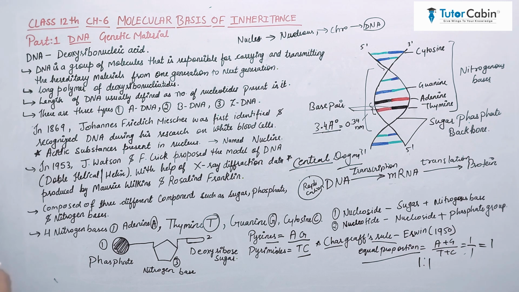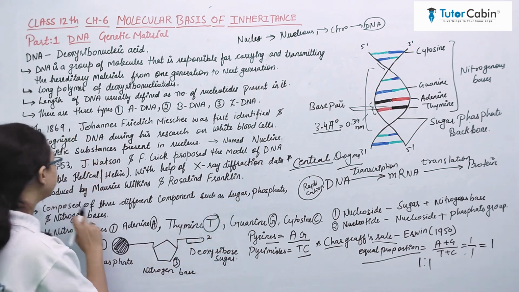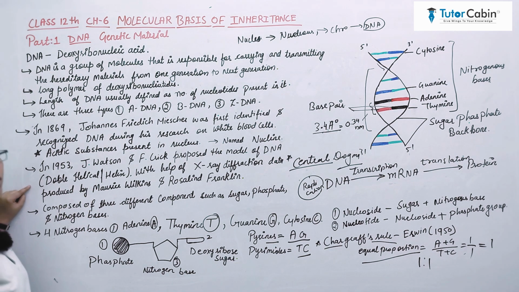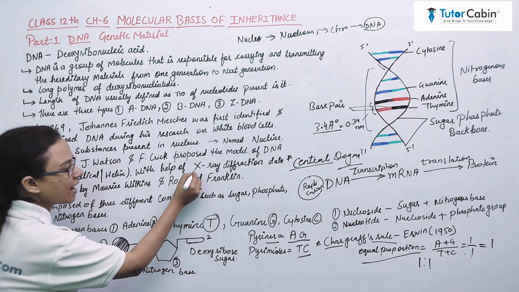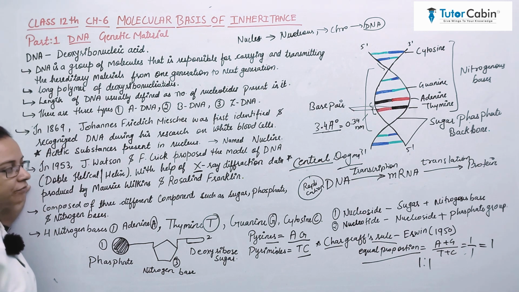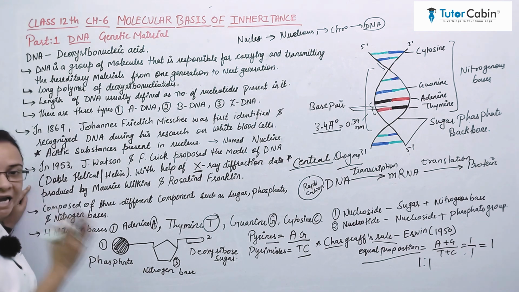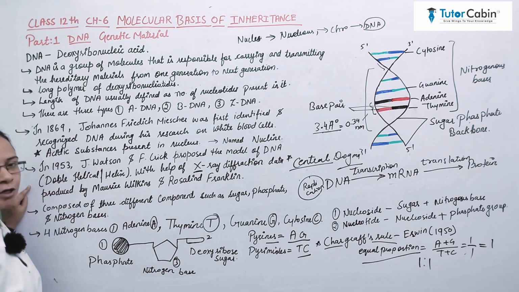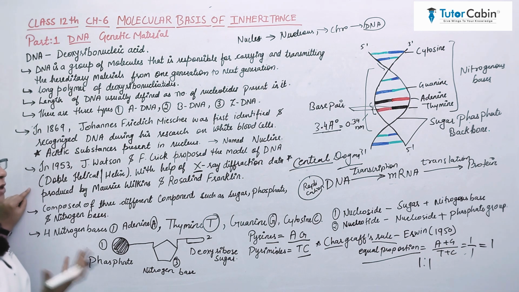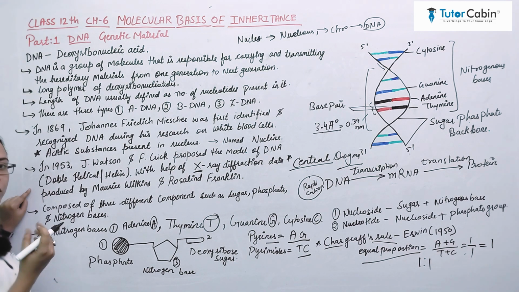Second thing, in 1953, Watson and Crick both proposed the model of the DNA double helical structure, or double helix model of DNA, with the help of X-ray diffraction data. X-ray diffraction is a technique which is used in biotechnology. Clear? These methods are helpful to recognize the actual model of a particular component.